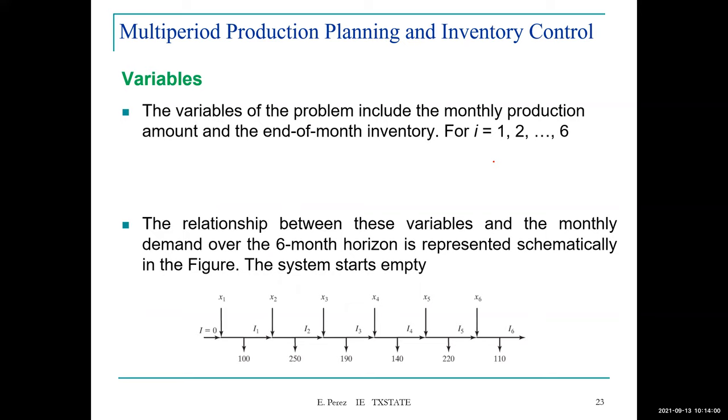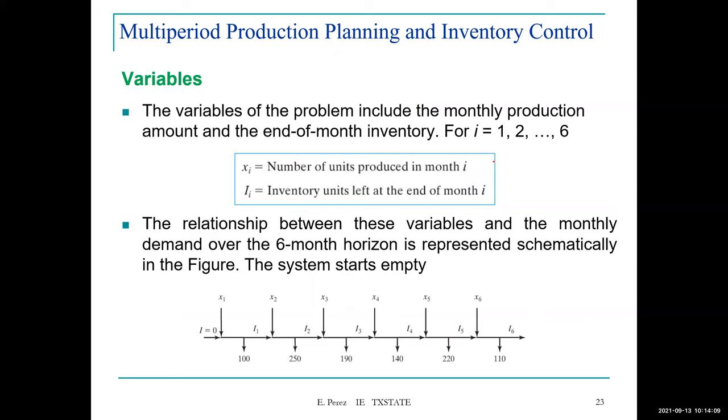So the variables of the problem include the monthly production amount and the end of month inventory for months i = 1, 2, 3, 4, 5, and 6. So we have these two decision variables associated with each month. And the relationship between these variables and the monthly demand over the 6 month horizon is represented schematically. So for example, if we assume that we start at time zero, our inventory is gonna be zero when we get started.